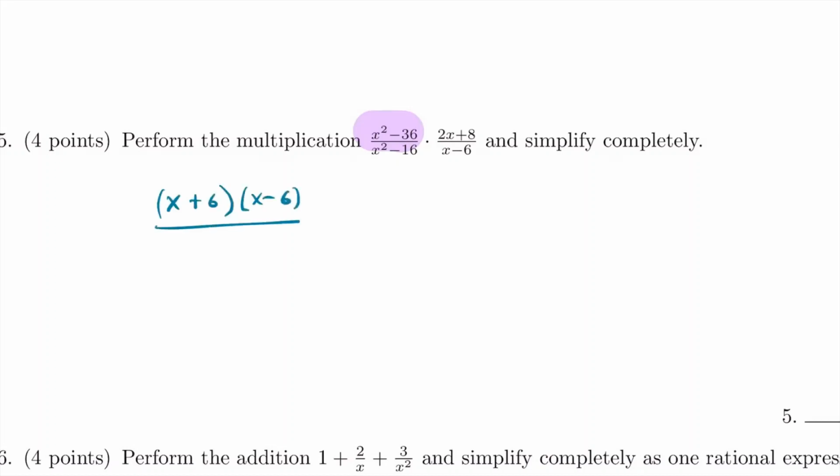And the denominator, you can factor this into also a difference of two perfect squares. So this would be x plus 4 times x minus 4 times.